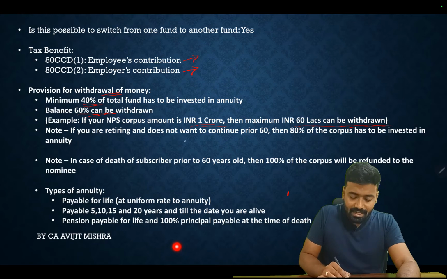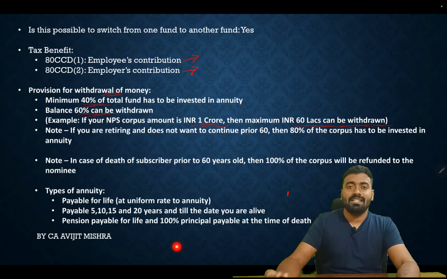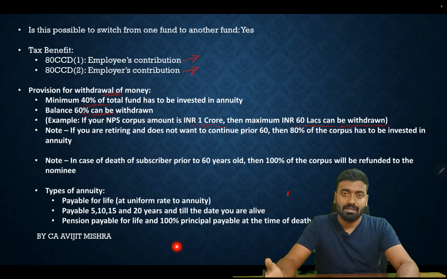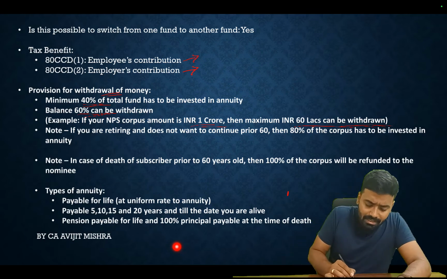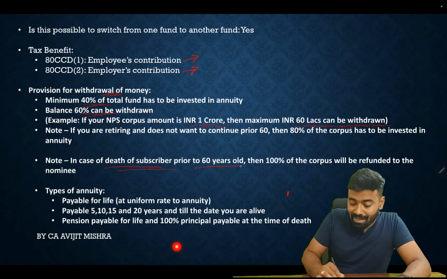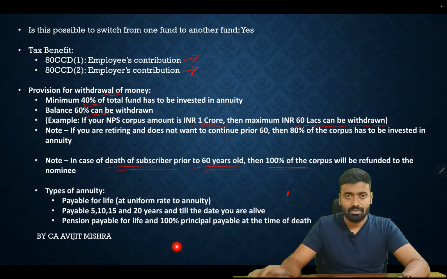Note, if you are retiring prior to 60 and do not want to continue, then 80% of the corpus has to be invested in the annuity. If you are retiring at the age of 50, 55, 58, which is below 60, and you want to withdraw the entire amount of money, it is not possible. In such a case, 80% of the corpus has to be invested in the annuity and the balance 20% you can withdraw. Note, in case of death of a subscriber prior to 60, 100% of the corpus has to be refunded. So that is the worst thing.